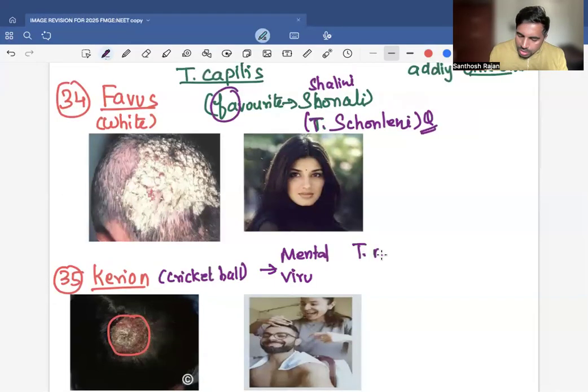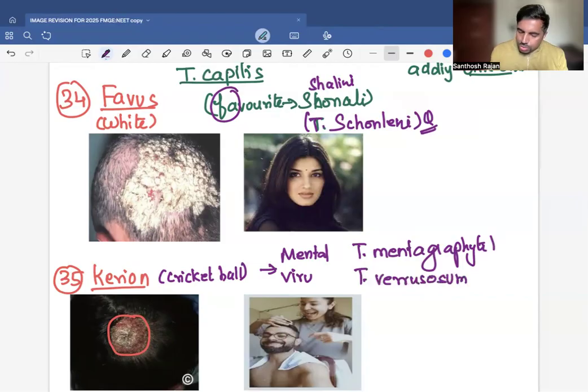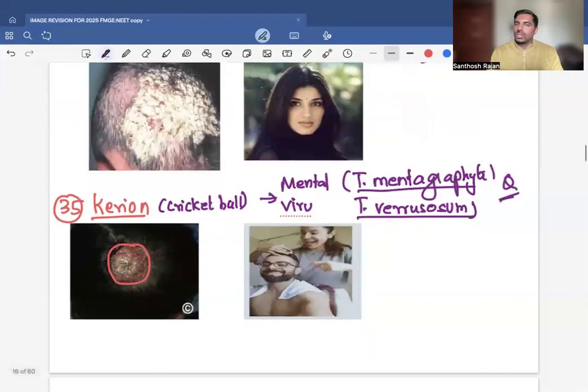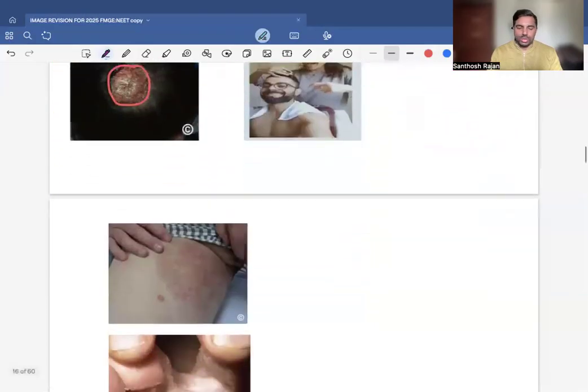Trichophyton mentagrophytes, and the other one is Trichophyton verrucosum. These two are very, very important, frequently asked questions. Mentagrophytes and verrucosum, who is causing the carrier? These two. A repeatedly asked question, so you can easily remember and you're going to score that question, no doubt.